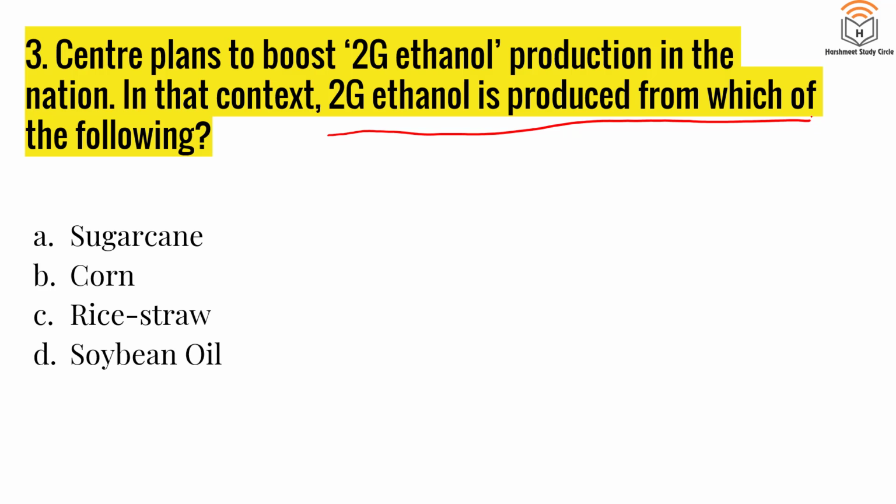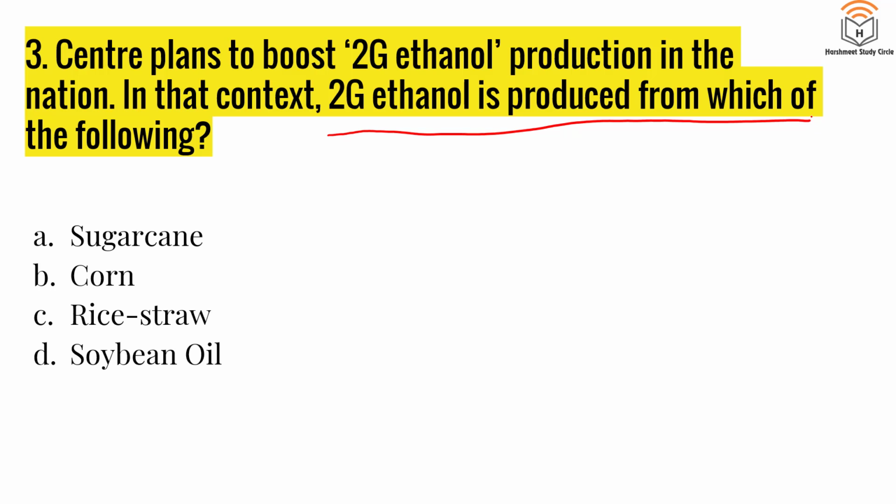The government of India is giving a push to achieve our goal of 20% ethanol blending in petrol by 2025. For that, we need to increase ethanol production. The problem with increasing ethanol production is that there are a lot of discussions and debates.